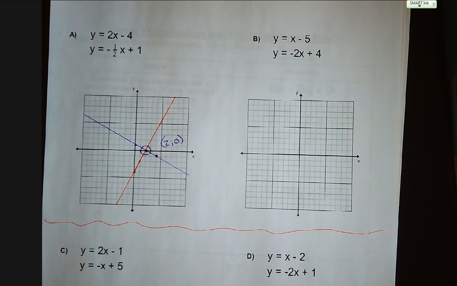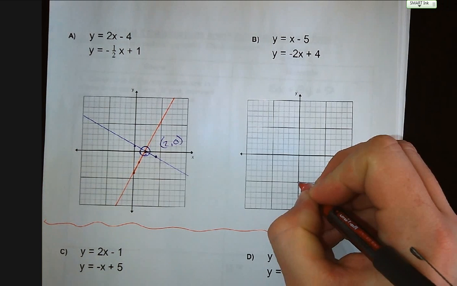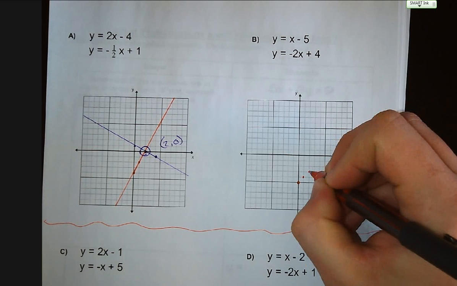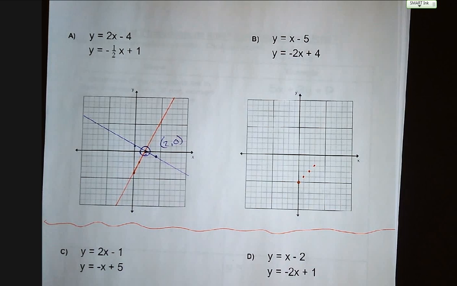All right, so let's do letter B. We've got a y-intercept at -5 and a slope of 1. So we're going to go up 1 over 1 each time. So that makes an easy line to draw.